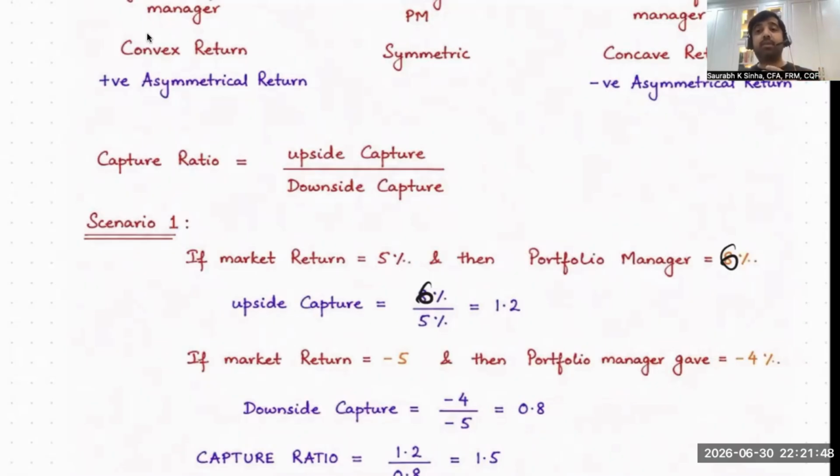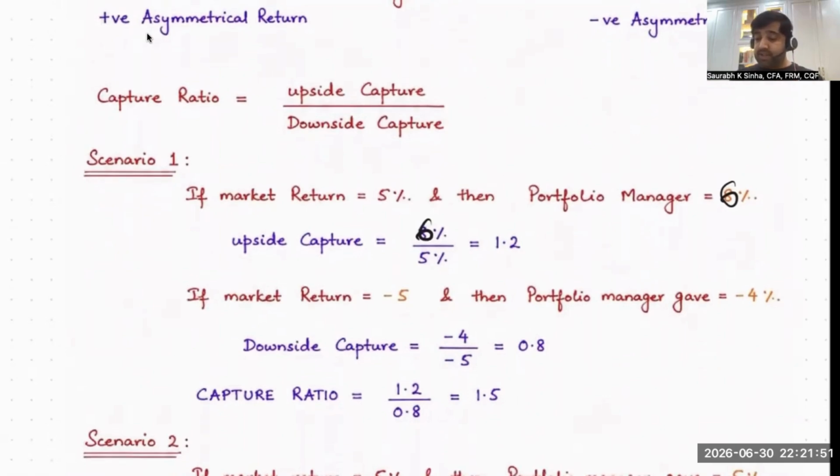But we are interested in capture ratio, which is upside capture divided by downside capture. So in net, it would be 1.2 divided by 0.8, which will give me 1.5. That is the capture ratio. Is it greater than 1? Yes, it is greater than 1.